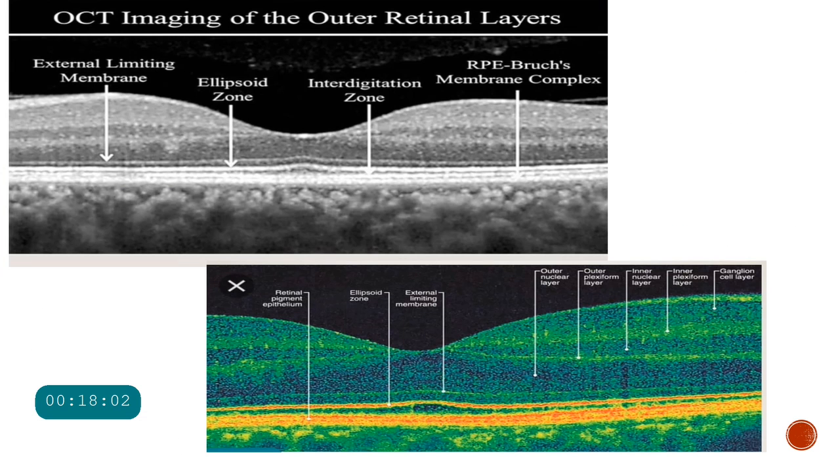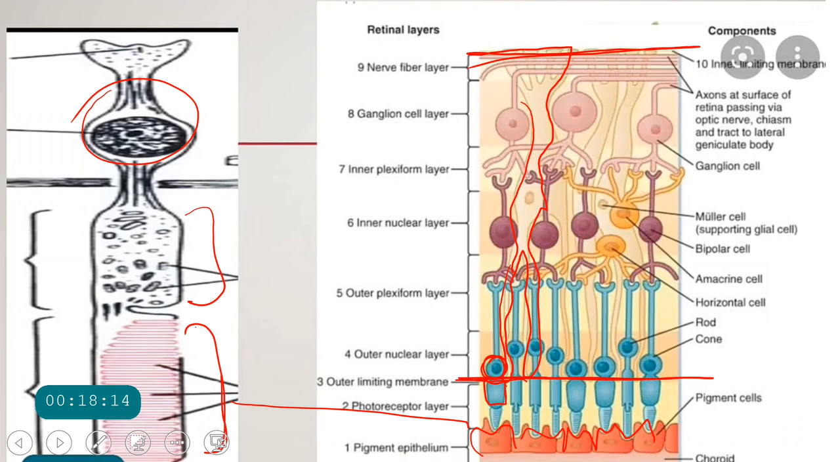So if you actually see the OCT imaging of the outer retinal layer, you can see we have the external limiting membrane. Outside of the external limiting membrane, we have the ellipsoid zone. Now, what is this ellipsoid zone? The ellipsoid zone is actually the junction between the inner segment and the outer segment, okay, somewhere here.